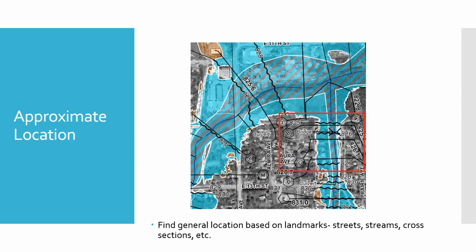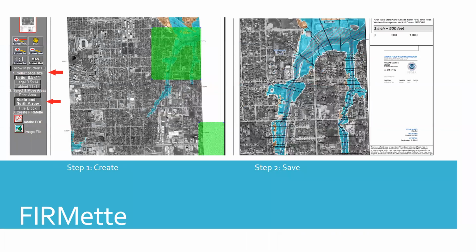So it's pretty easy to make a FIRMette, and you can just keep it digitally or you can print it out. If you print it out, just make sure that you click actual size in the printing settings so that you are preserving the map scale. So this is what it looks like. I think the tool may have been updated, but it looks pretty much the same.